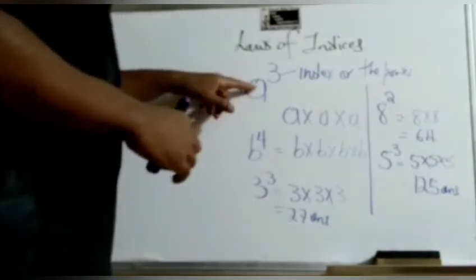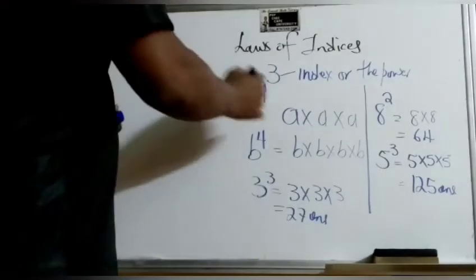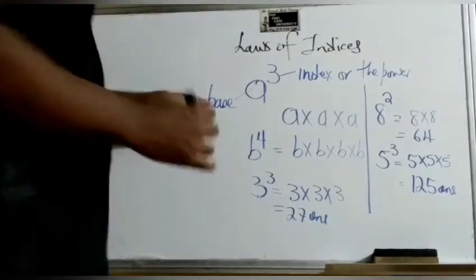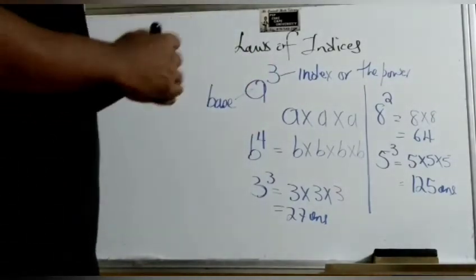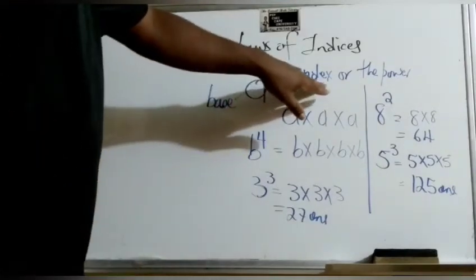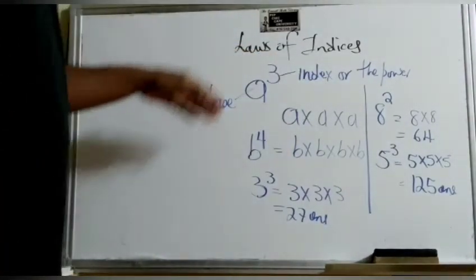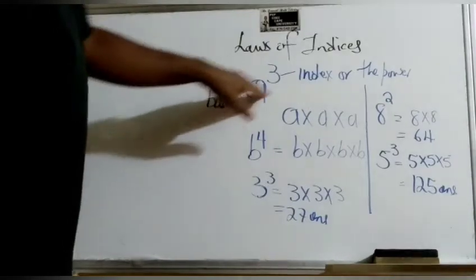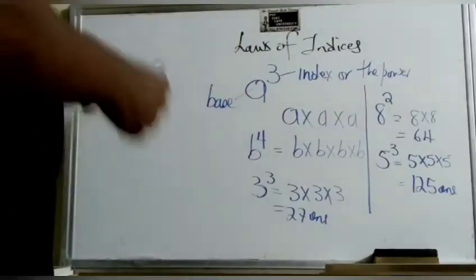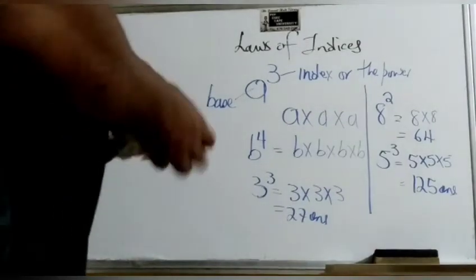So that's the first thing. This is known as the base. So we have the base and the index, or the power. Now the base is the number and the index tells you how many times the base must be multiplied by itself. Alright, let us clean the board and go into another example.